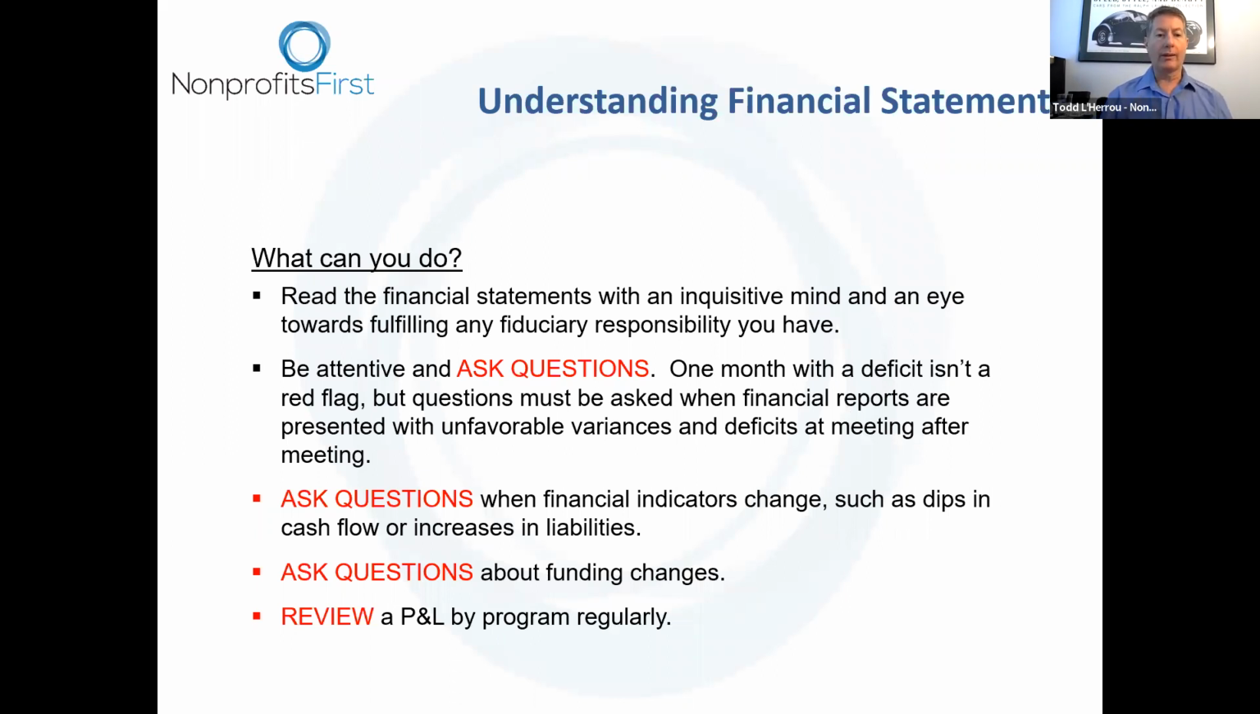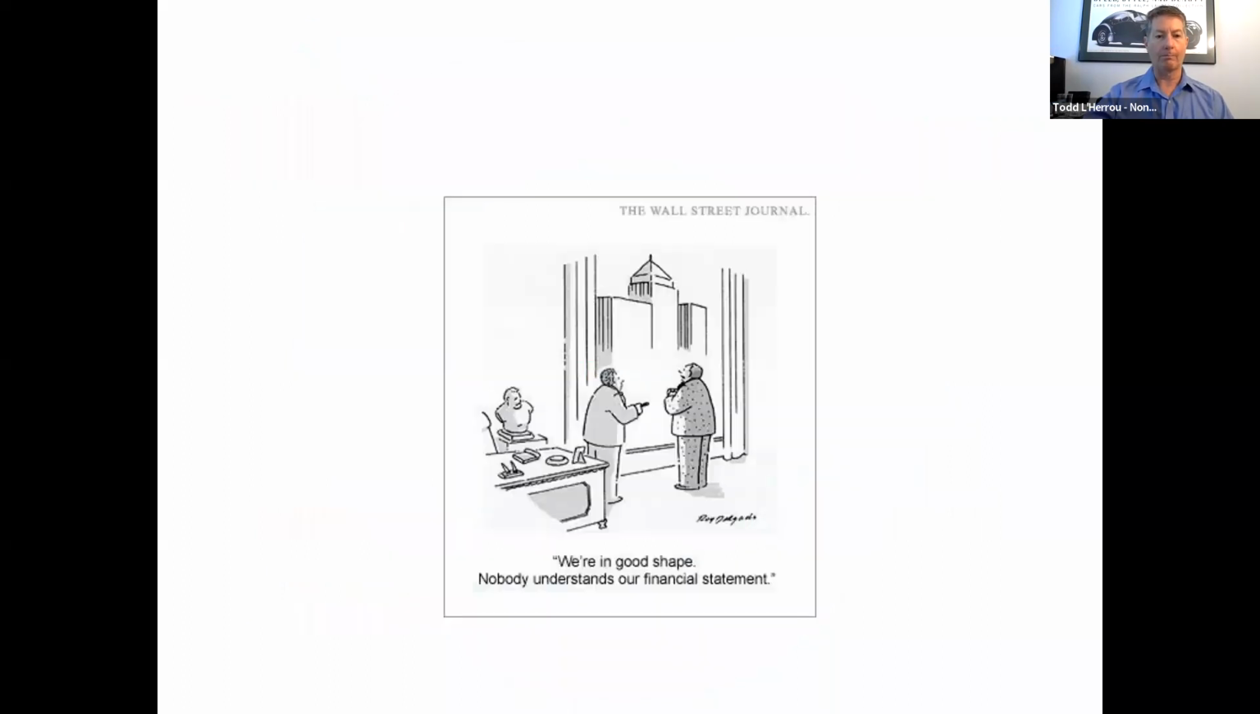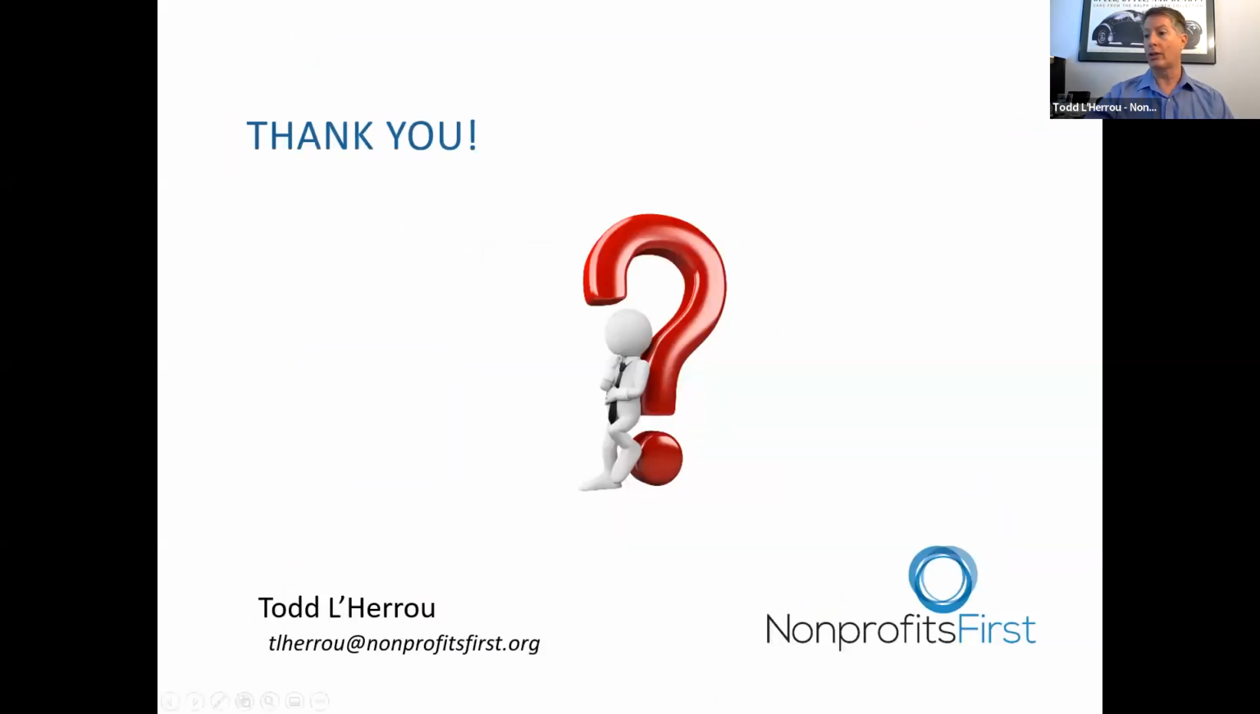So what can you do? You can read those statements with an inquisitive mind. You can ask questions. You can look at some of the red flags I mentioned. Particularly ask questions when some financial indicators might change: dips in cash flow, increases in liabilities, funding changes, and looking at that profit and loss statement by program on a regular basis. So to sum up, hopefully you're not in this circumstance anymore. You have a better understanding of financial statements and your organization still is in good shape. And with that, I will open the door to questions. And I know there was a couple that came in along the way.